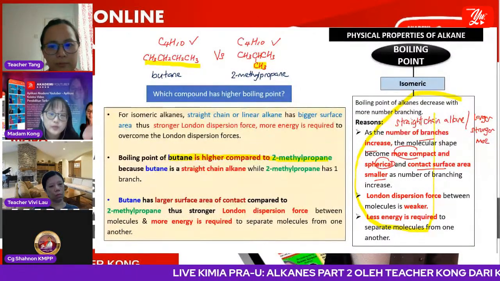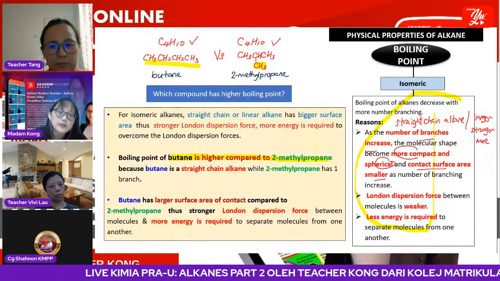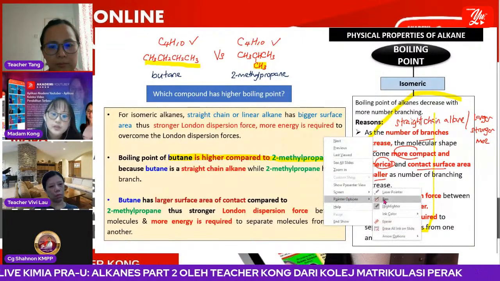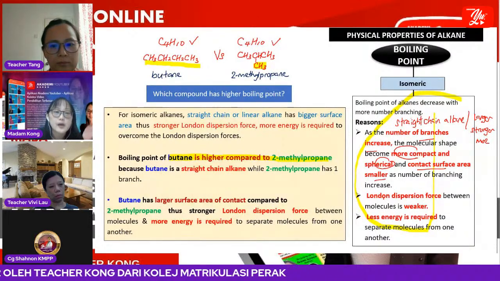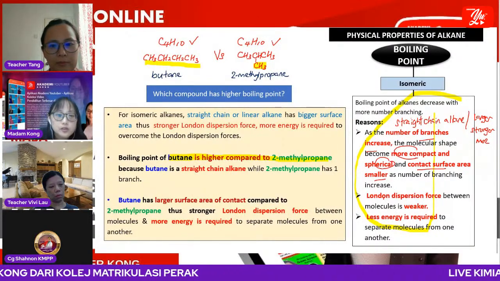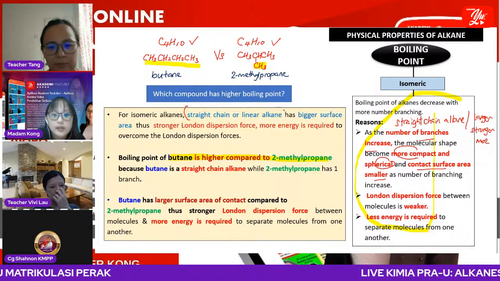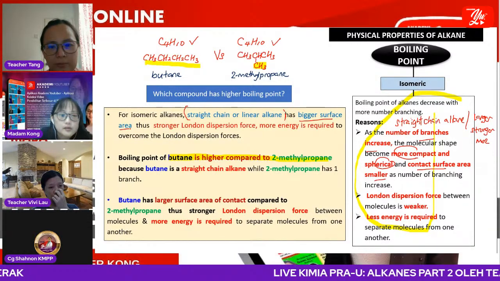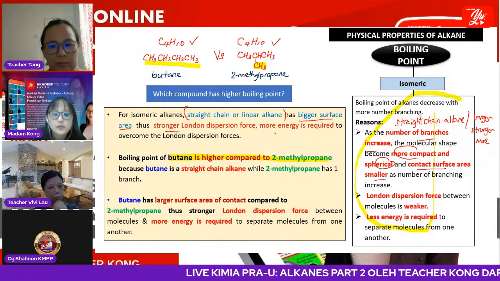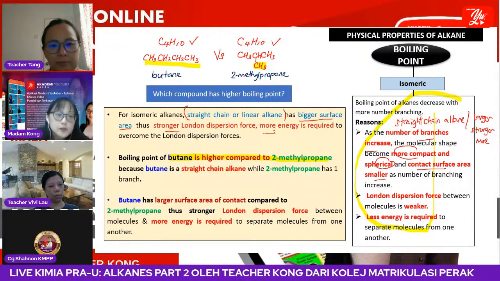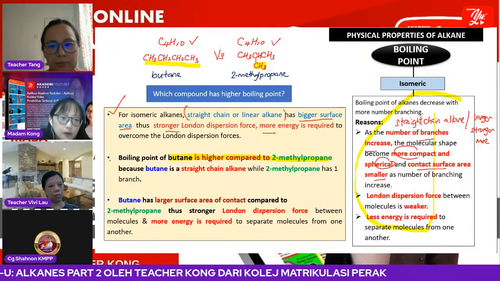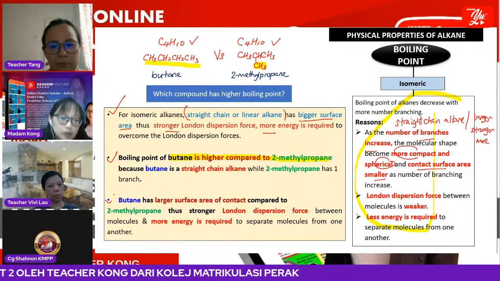But before you start to explain, you have to give the general explanation first. Try to tell yourself, how are you going to determine which compound has the higher boiling point? You must mention: straight chain or linear alkane, bigger surface area of contact, so stronger London dispersion forces, more energy is required. This is in general. Many students are able to answer this, but they forget point number two and point number three.